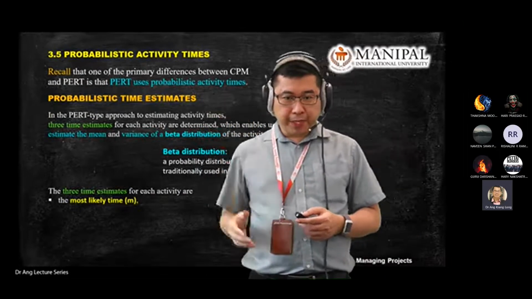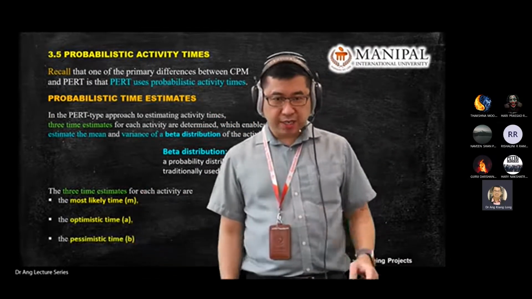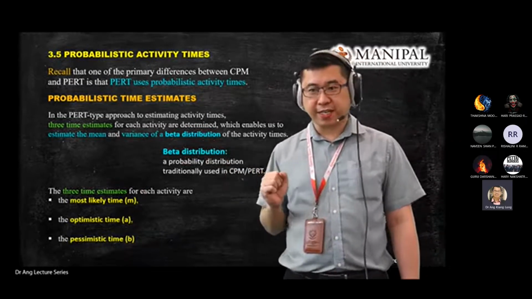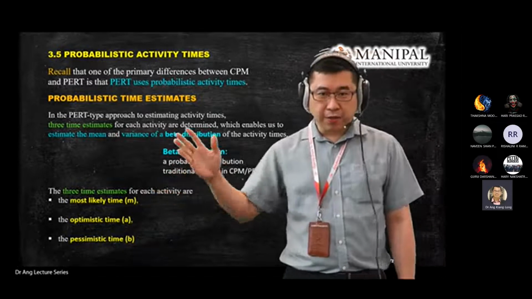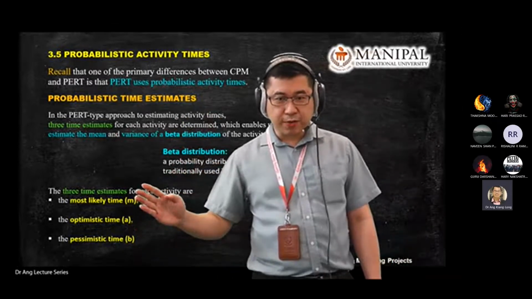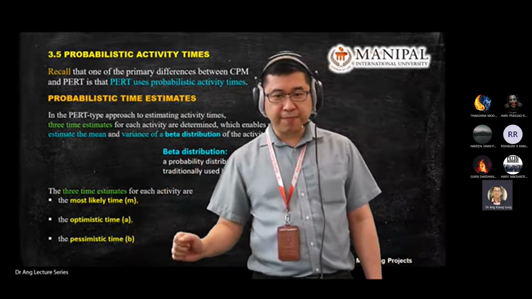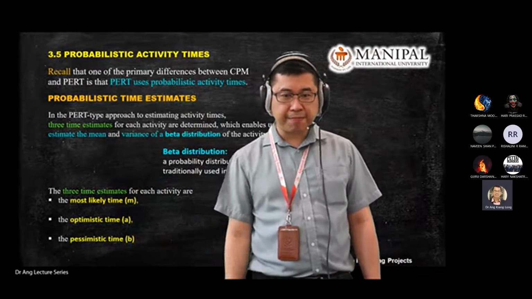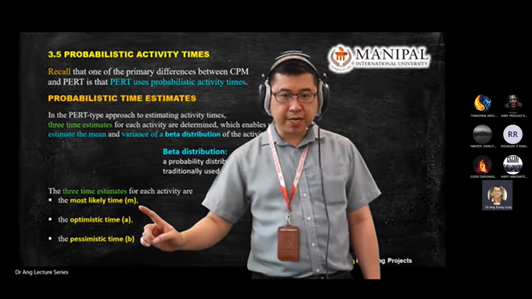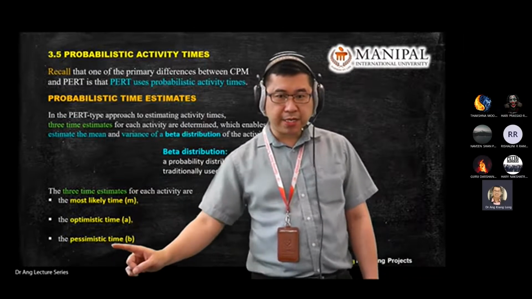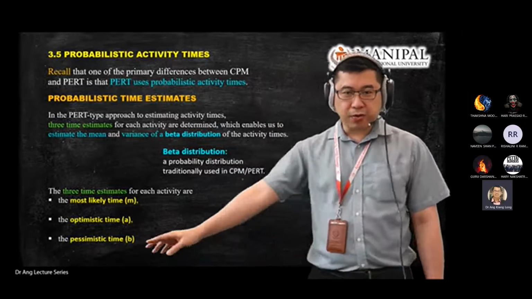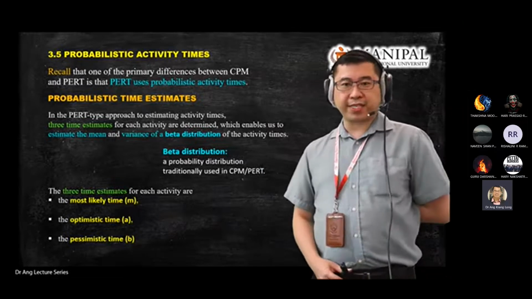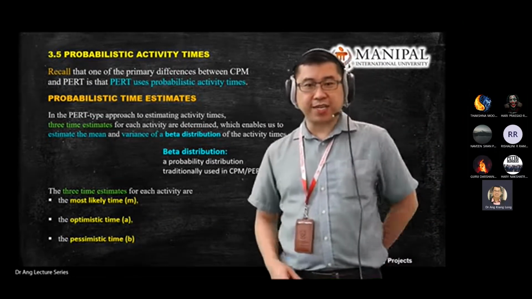For probability, it uses 3 times to estimate, to do projection, to do forecasting. So under PRT, you look at 3 main time frames. One is most likely time, which I label as M. One is optimistic time, A, and pessimistic time, B. By looking at the yellow wording here, you should be able to guess what their meaning is.